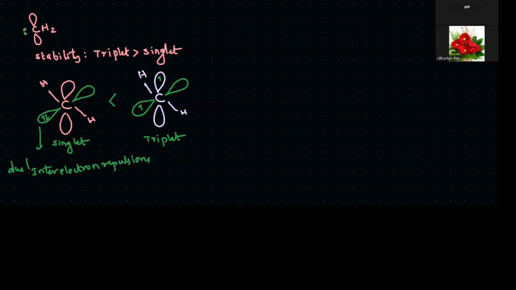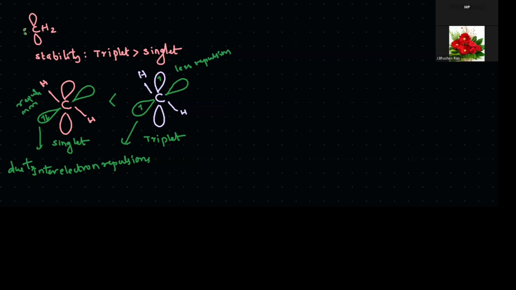Due to this reason only, triplet carbene is always more stable than the singlet. This is also very, very important. Here the electrons are already repelled more, that's why here repulsion is very high. Here in the triplet, repulsion is less. So that's why it is more stable, with less repulsions, and here more repulsions. So that is the condition.